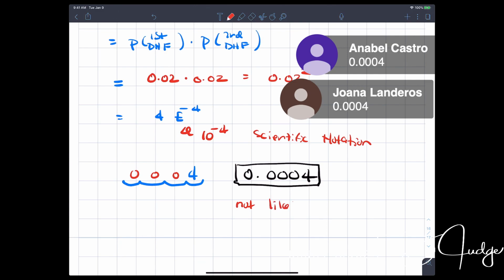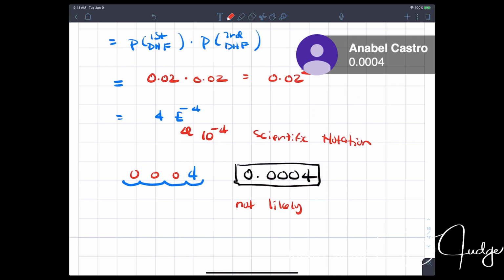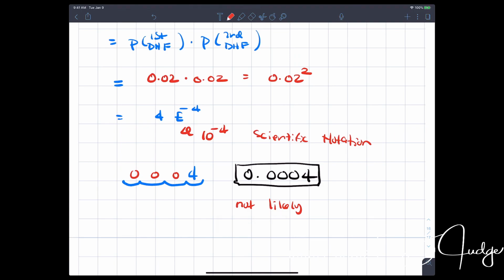It's not likely 2 alarm clocks do not function. This is why you buy 2. Okay? This is the reason 2 clocks are being purchased, because it's not likely that both will not function. Because you need at least one clock to function so that you can wake up, right? Okay, you guys okay with that?